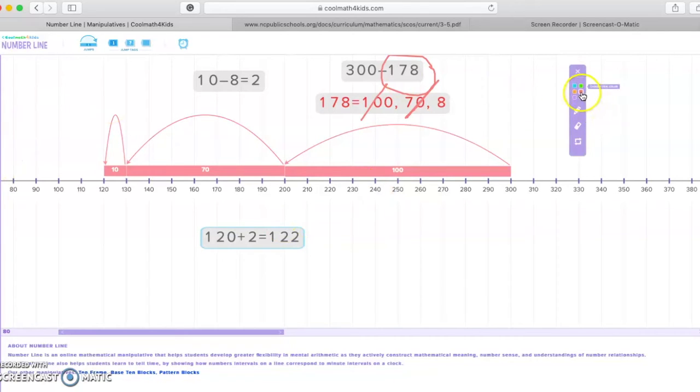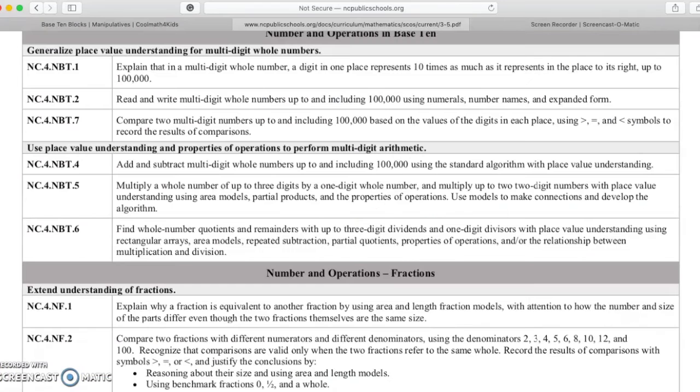And now I'm going to go ahead and mark this off. And I have used all my numbers that have been decomposed from 178. And I made 3 jumps. And my final answer is 122.